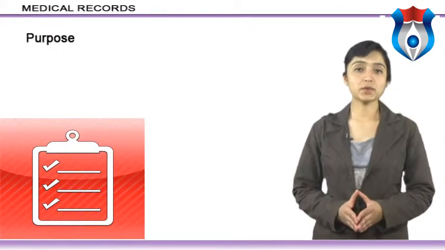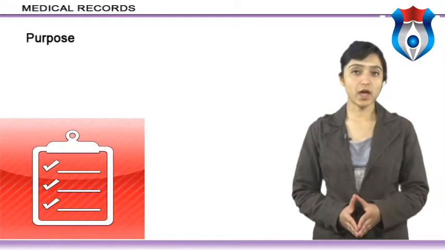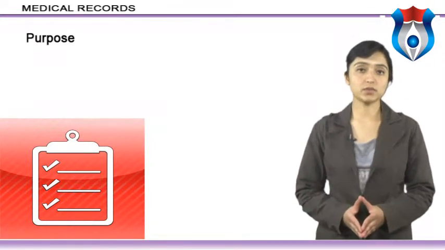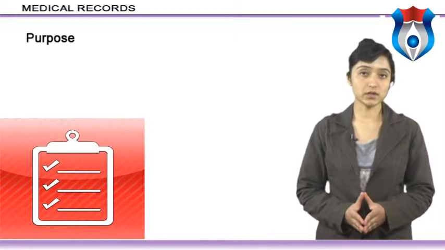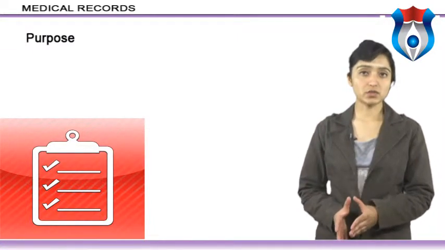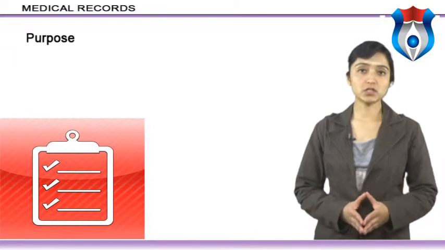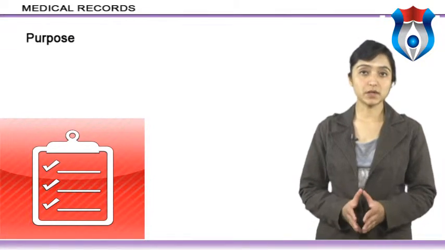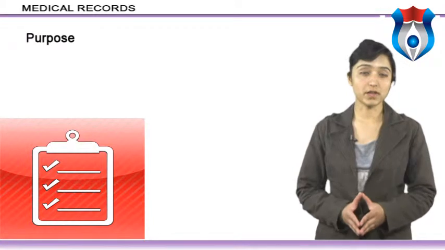Purpose. The primary purpose of the medical record is to accurately and sufficiently document the health history of a patient, including past and present illness or illnesses and treatments prescribed, with special attention on the events affecting the patient during the current episode of care.